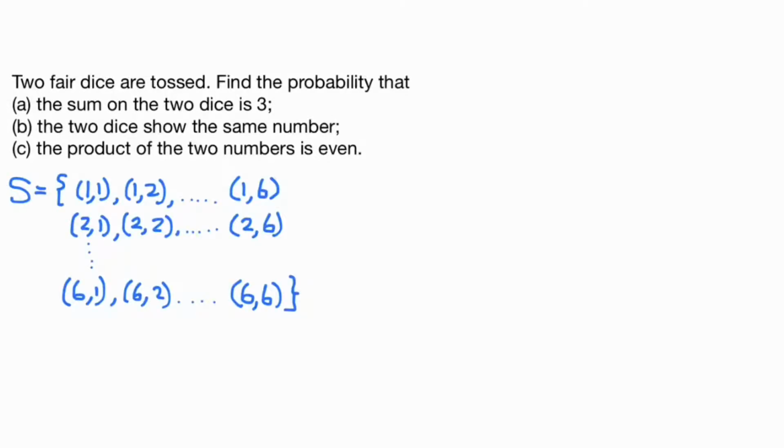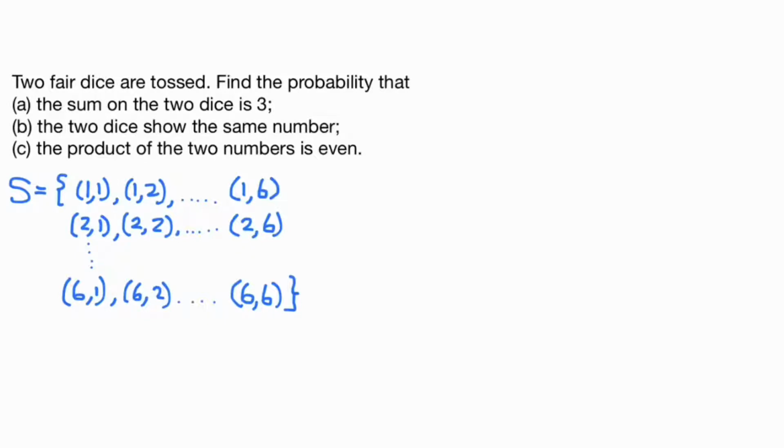I have here the sample space S, and the possible outcomes are 1,1; 1,2; all the way to 1,6; and then 2,1; 2,2 to 2,6; and all the way to 6,1; 6,2; and 6,6. Notice that we have an entry for 1,6 and an entry for 6,1, because this corresponds to the two different cases for the two dice. And you notice that there are 36 elements in S.